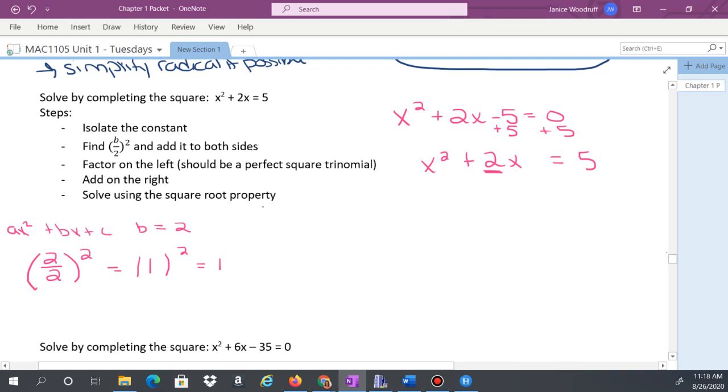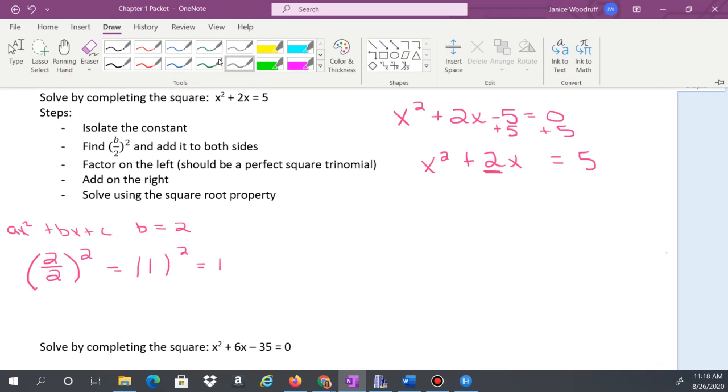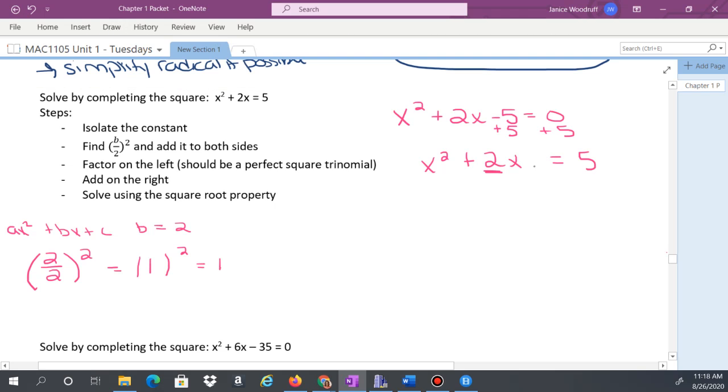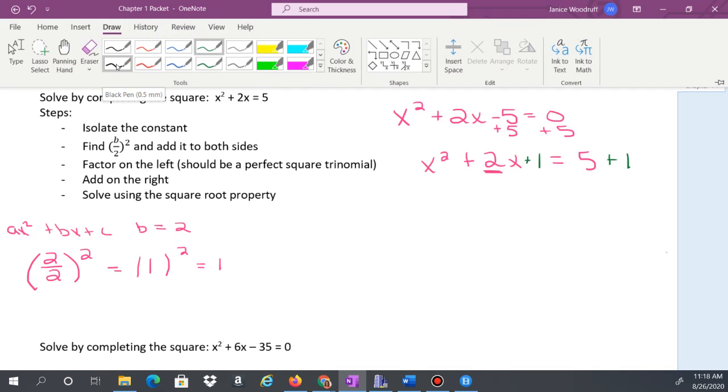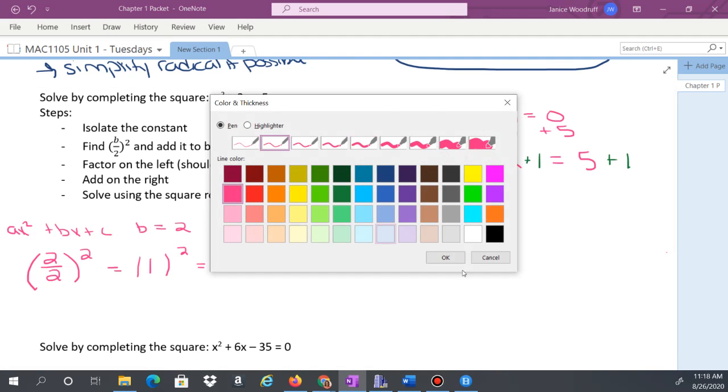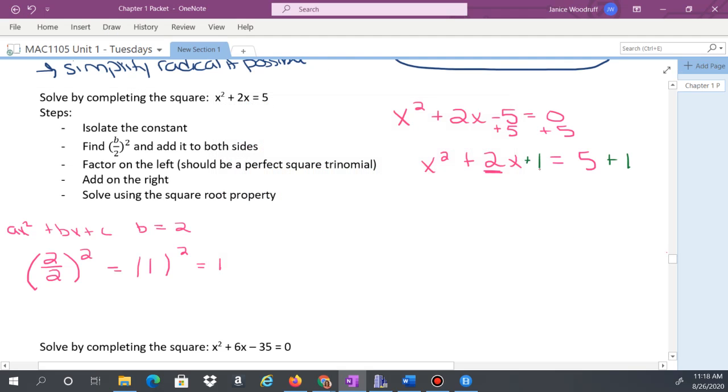So we do b over 2 squared, and then we're going to add it to both sides. So I'm going to change the color. So for effect, I'm going to add a 1 to both sides. So I'm going to sneak it in right here and right here. Okay, so now what I have on the left side is x squared plus 2x plus 1. So what I'm going to do is factor, and that should be a special factor where it's a perfect square trinomial, meaning it's the same thing twice.